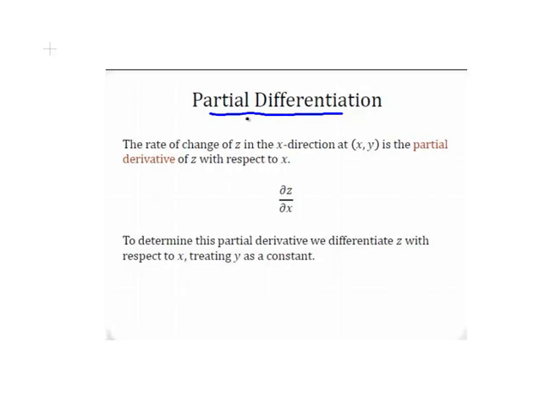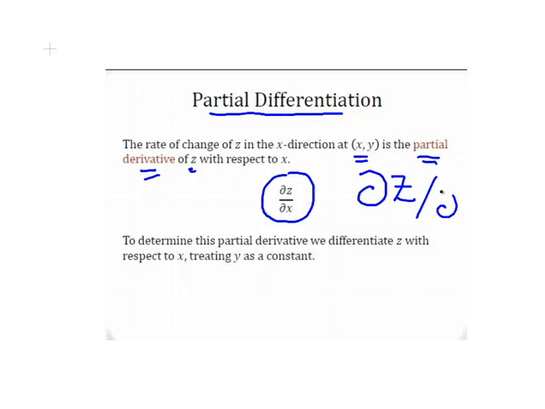Now, first off, let's read that. The rate of change of z in the x direction at the point x, y is the partial derivative of z with respect to x. And this is how we might write that there. Just to draw this partial derivative operator here, it's a very round looking d, as opposed to something like dz over dx, which is just normal differentiation.